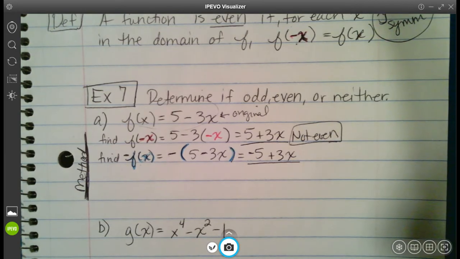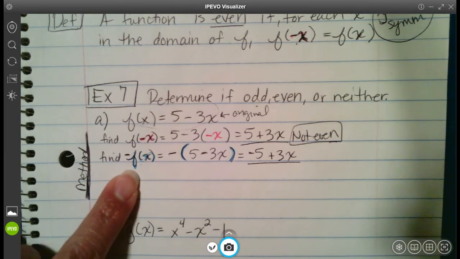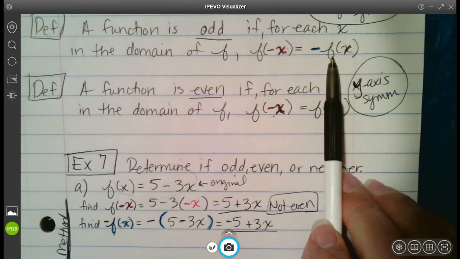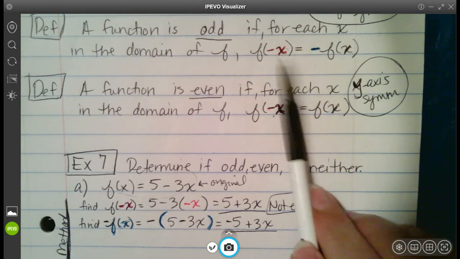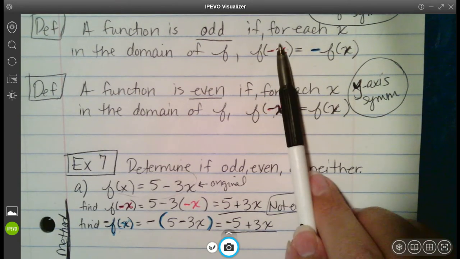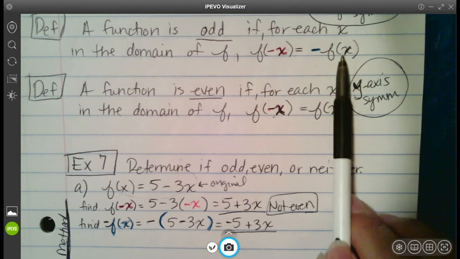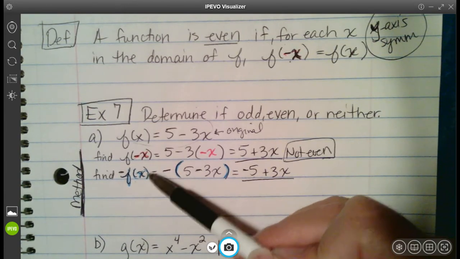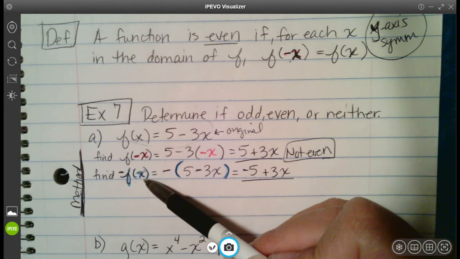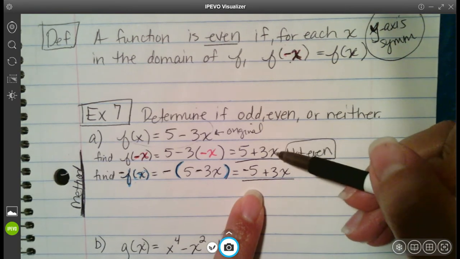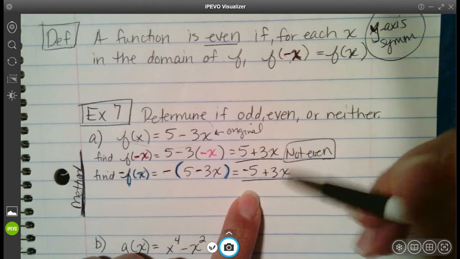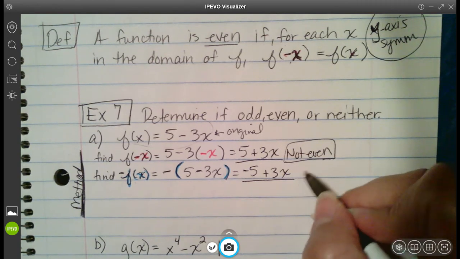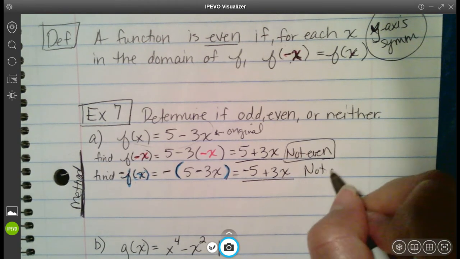Okay, so let's take a look at this now. For this one, this has to do with the odd symmetry, okay? Odd symmetry uses both of them. It says this guy has to equal this guy. So that means I would be comparing these two together. And if they're the same, that means that it's going to be odd. So let's see. This one is 5 plus 3x. This one is negative 5 plus 3x. They are not the same. Okay, so since they're not the same, this is not going to be odd either.